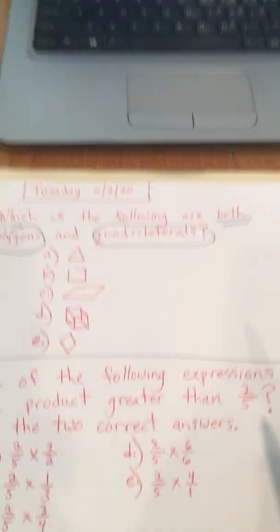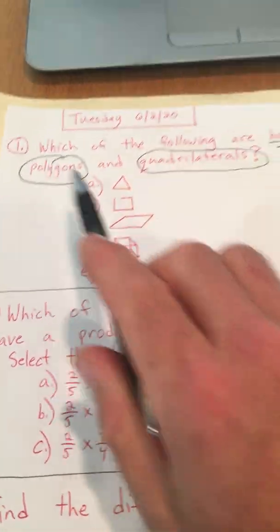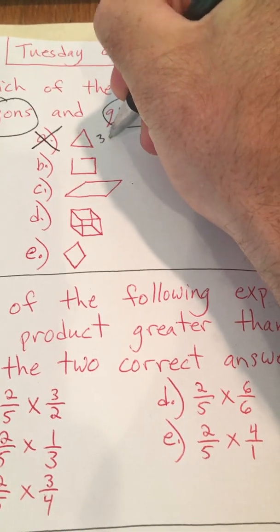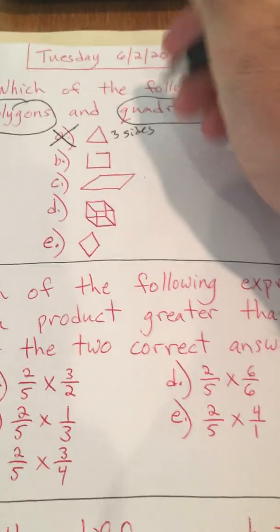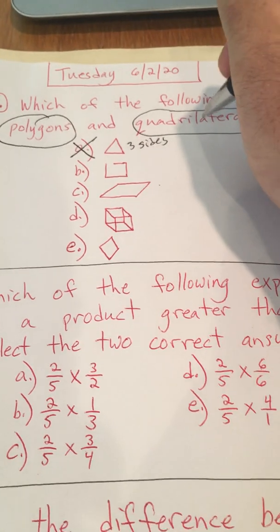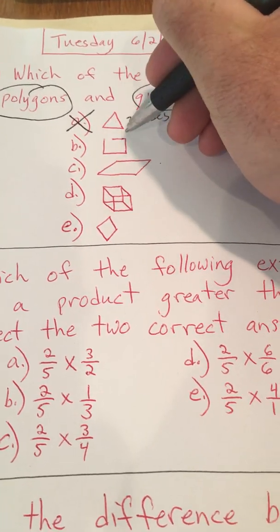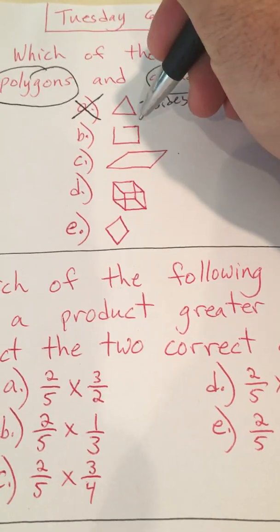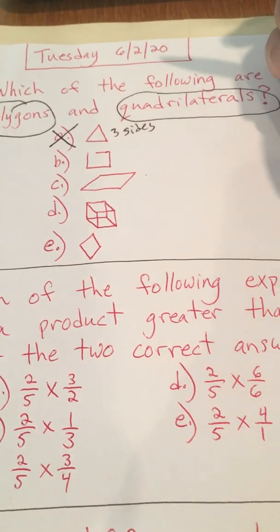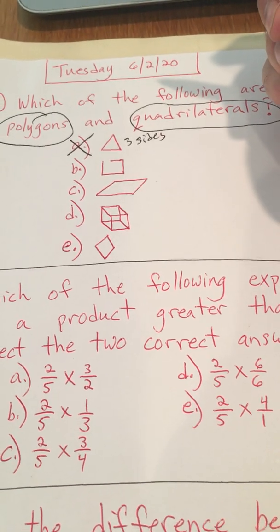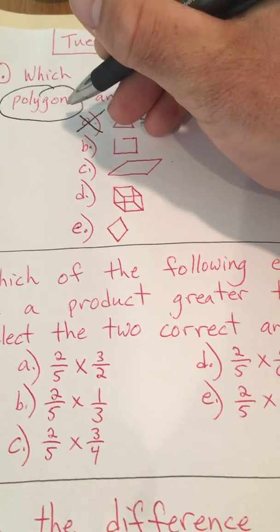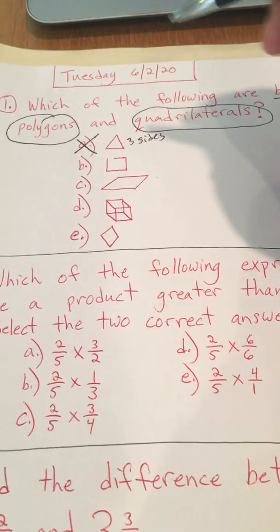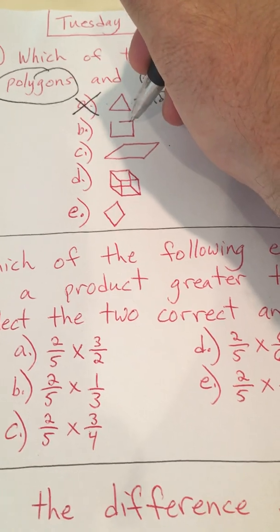Okay, so let's look through these. Which ones are both polygons and quadrilaterals? A is not right because this is three-sided. Yes, it's a polygon, because it's only two dimensions, right? There's no width. It's not 3D, it's just two dimensions, this way and this way. And it is a closed shape, so it is a polygon, but it's not a quadrilateral because there are only three sides.